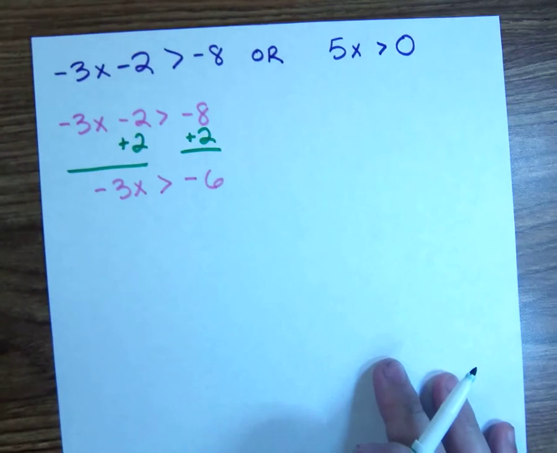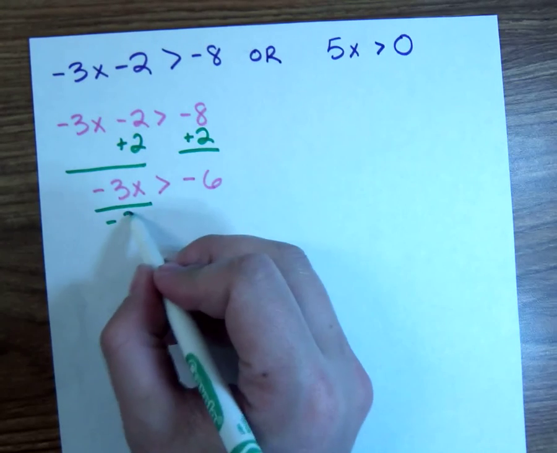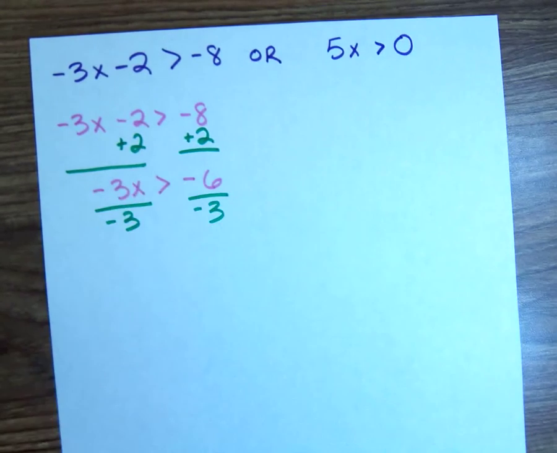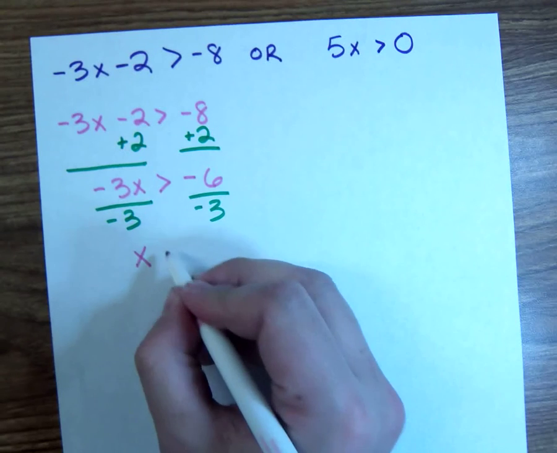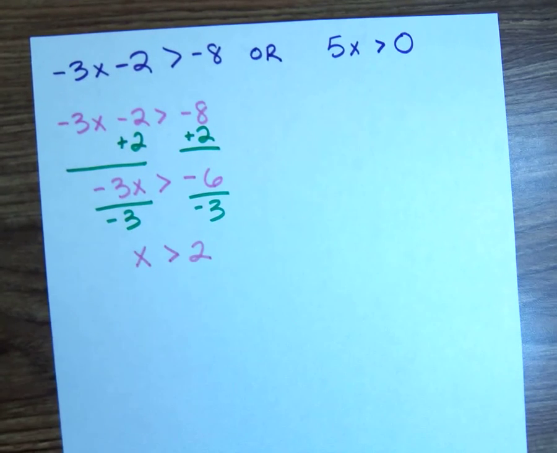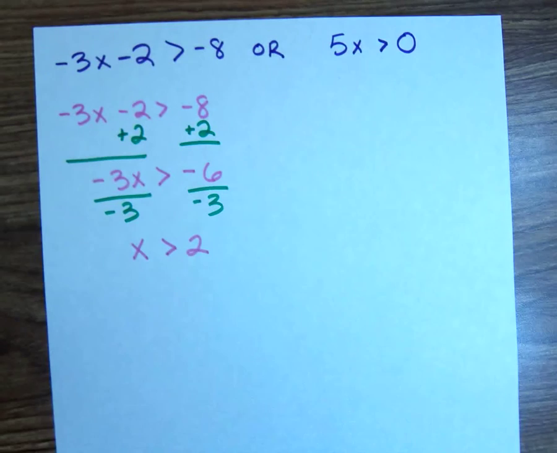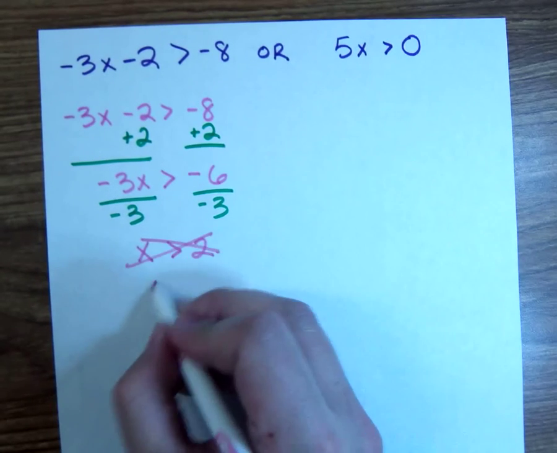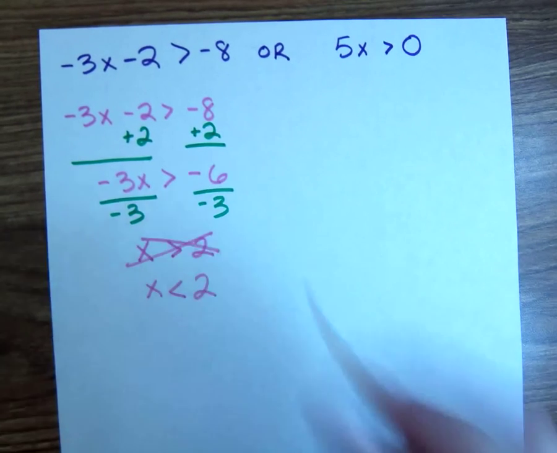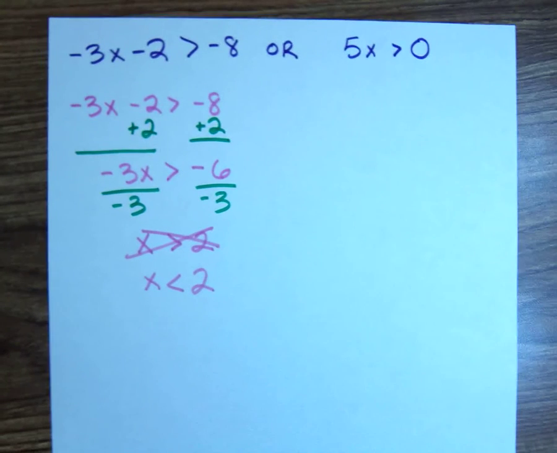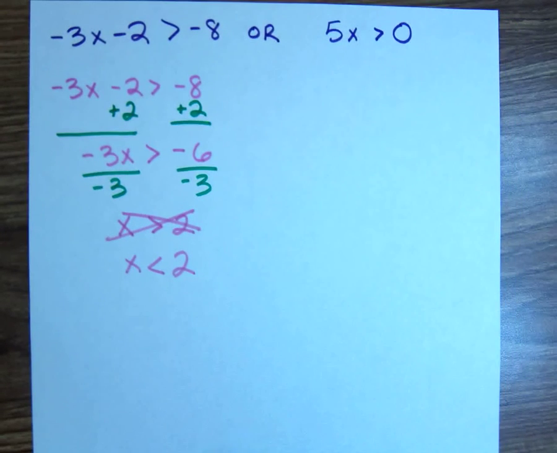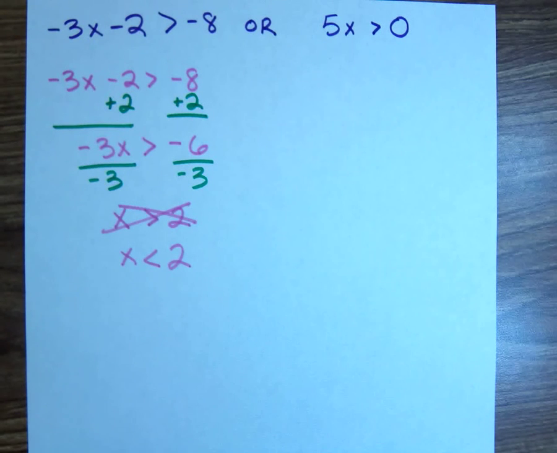Divided by negative 3. It gives me x is greater than 2. So you don't flip the sign? Oh, crap. What is wrong with me? X is less than 2. If you divide by a negative, you flip the sign. I swear I've taught this before. I actually taught this last week to the Tuesday class. You'd think I'd know, but no.